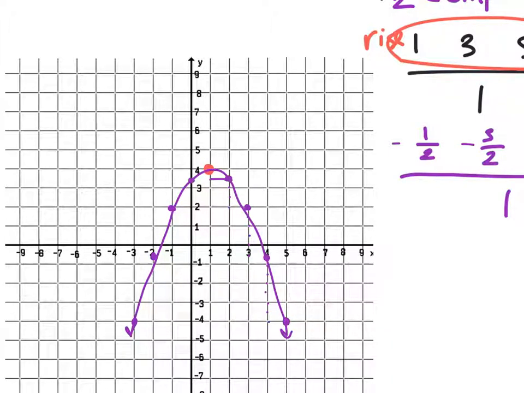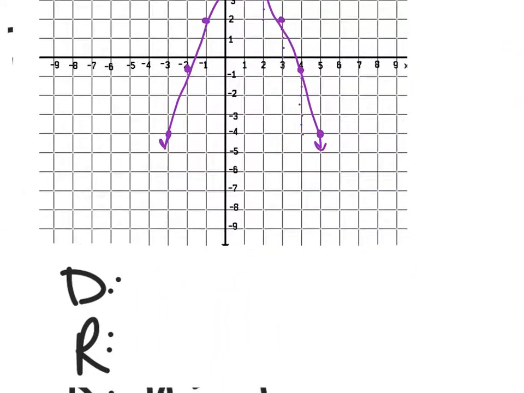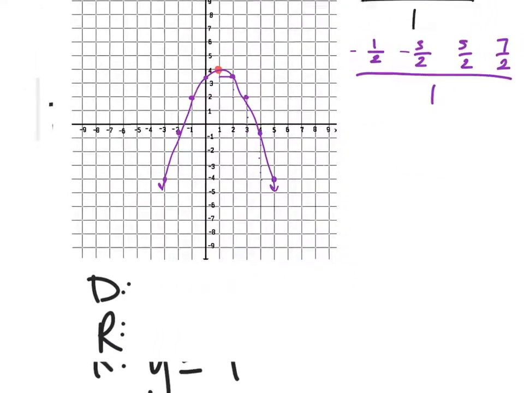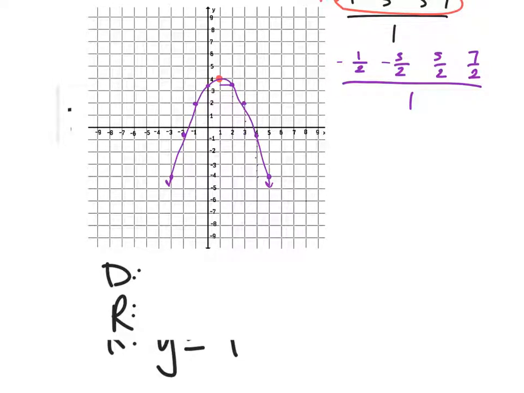And one of the other things that we want to add is we want to go ahead and talk about domain and range. So if I zoom out for a second so that we can see the domain and range, my domain, remember, we're still going left and right forever. So my domain is still all real numbers, or we can write negative infinity to positive infinity.